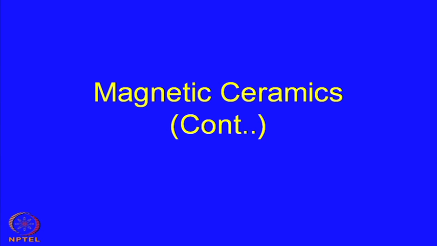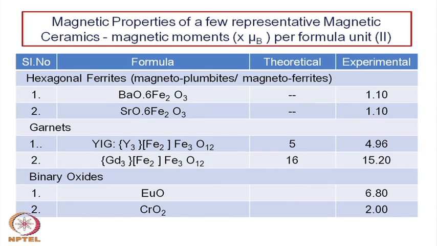This is the last lecture in the series of our discussion on magnetic ceramics. We have discussed many aspects of magnetic ceramics. In the last lecture, we were discussing the different types of ferrites, and we are trying to give a list of the saturation magnetization or magnetic properties of some of the compounds, particularly crystallizing in the inverse spinel structure, then magnetoplumbites and then garnets.